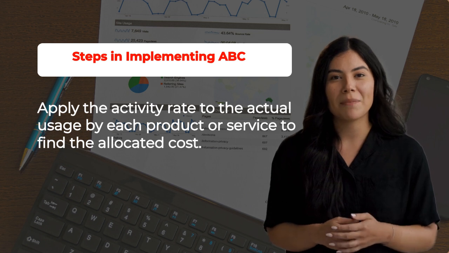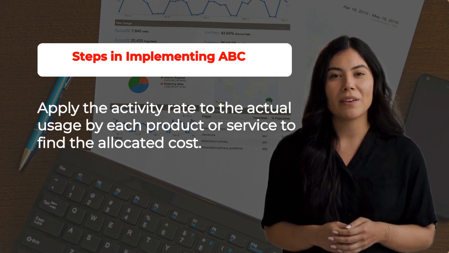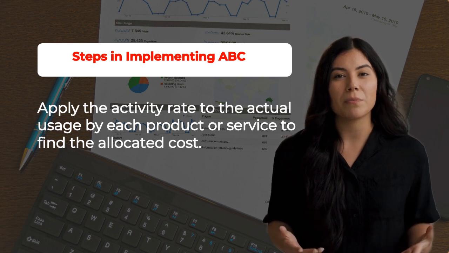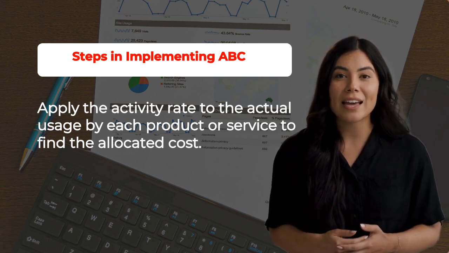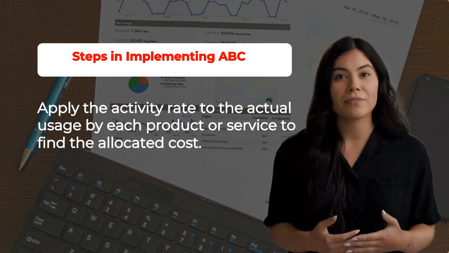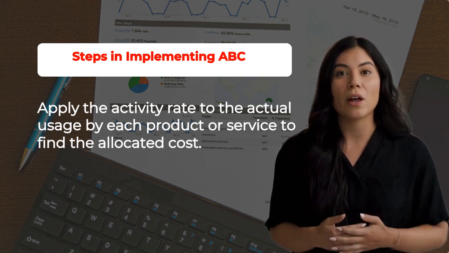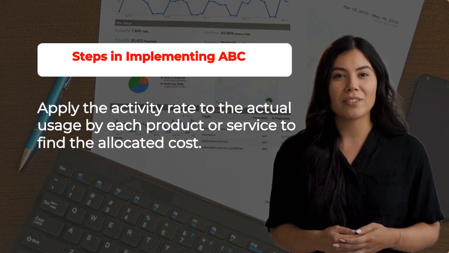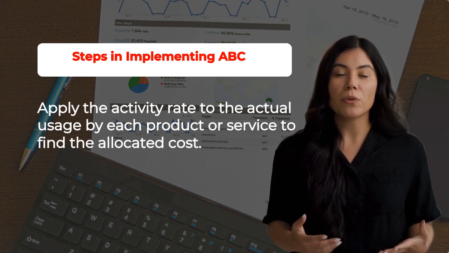Steps in implementing ABC. 1. Identify activities. Break down the production or service process into key activities, e.g., procurement, assembling, testing. 2. Assign costs to activities, cost pooling. Gather all costs related to each activity into cost pools.